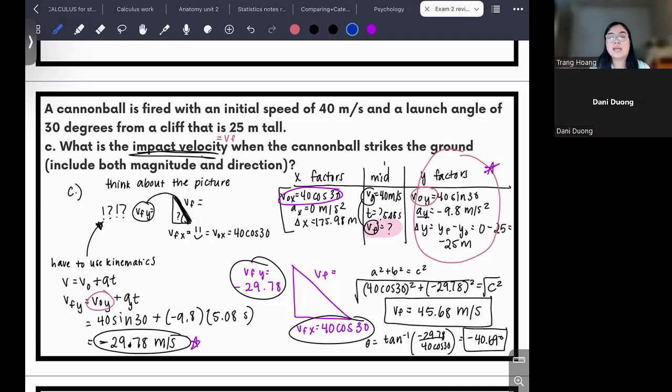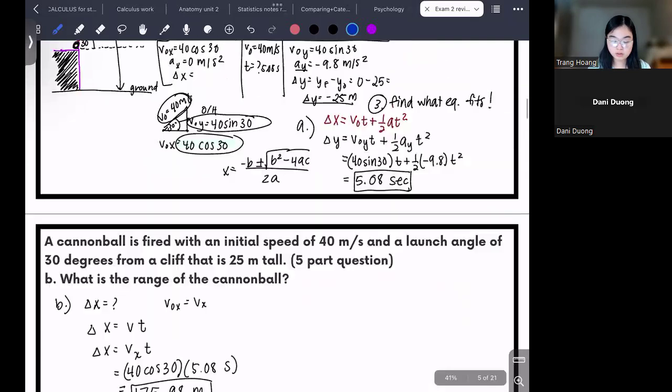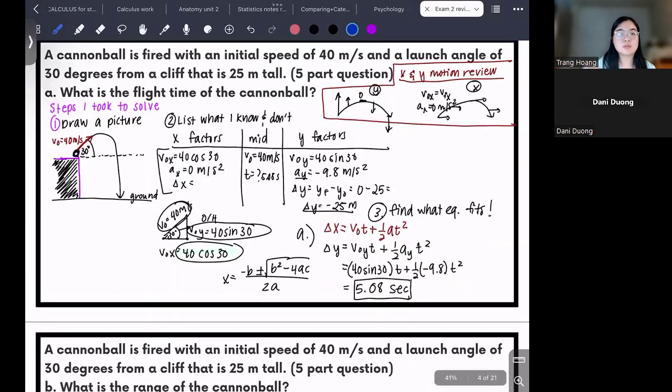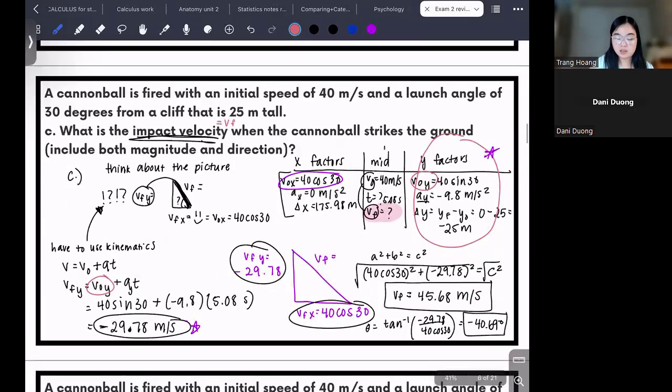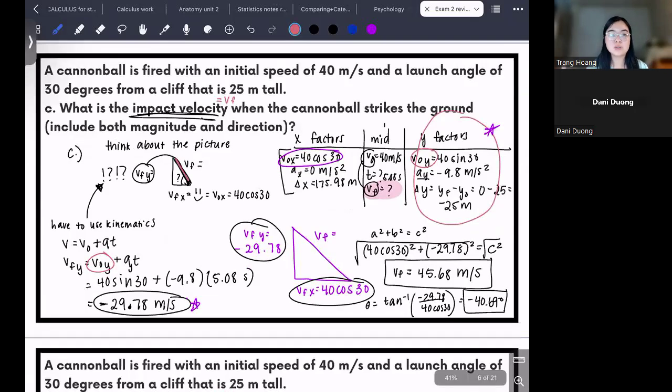The reason why we can't use 40 sine 30 at the moment is because, remember when we were doing this triangle earlier, this triangle up here, the 40 comes from somewhere. The 40 comes from this long side, the hypotenuse. In this case, we can't use it down here because that long side is going to be a completely different value. So we can't transfer it over.